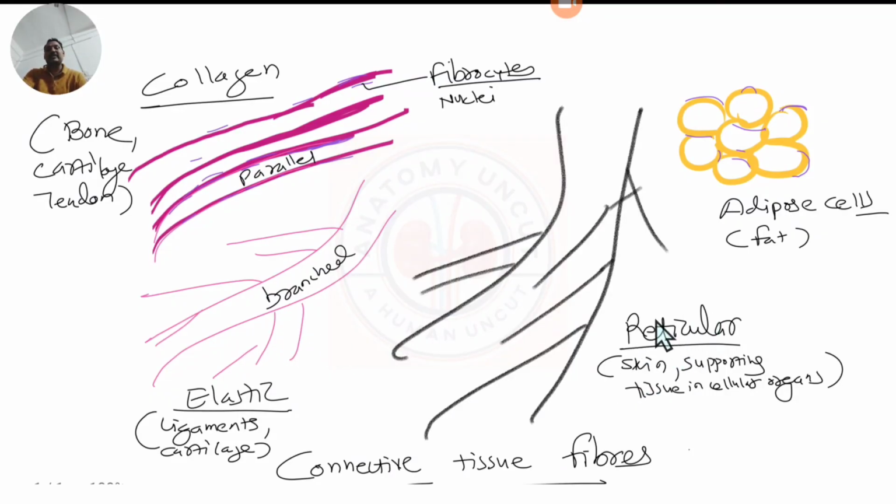Reticular fibers can be called modified collagen fibers, thin as compared to the main collagen, and they are seen in the skin, the supporting tissue, and in the cellular organs that we have just discussed in the last slide, like the liver, the spleen, the lymph nodes. They are supported by this reticular tissue. In the dermis of the skin, you have the lower layer called the reticular layer, papillary and reticular layer. So a support tissue, a binding tissue, this connective tissue plays an important role.